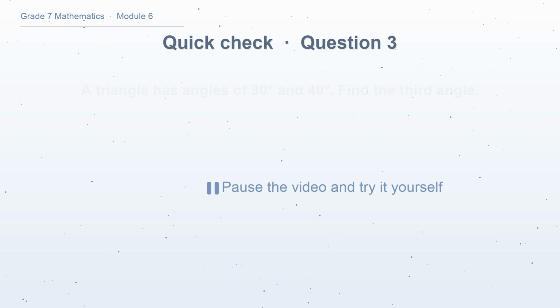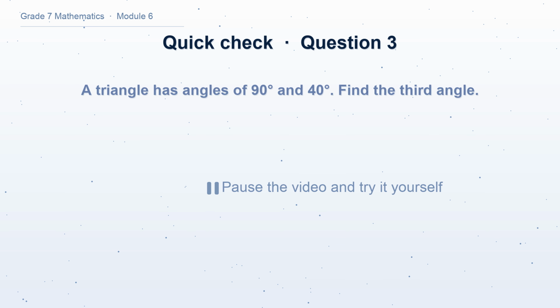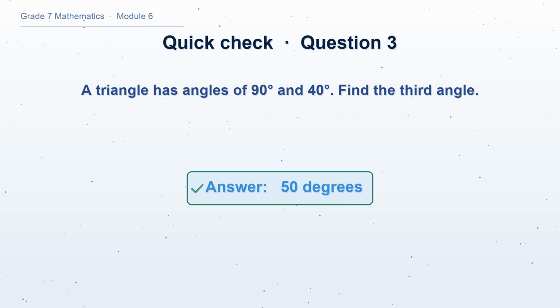Last question, and this one combines 2 ideas. A triangle has a right angle of 90 degrees and another angle of 40 degrees. Find the third angle. The angles in a triangle add to 180 degrees. Subtract the 2 we know, 180 minus 90 minus 40. That leaves 50, so the third angle is 50 degrees.